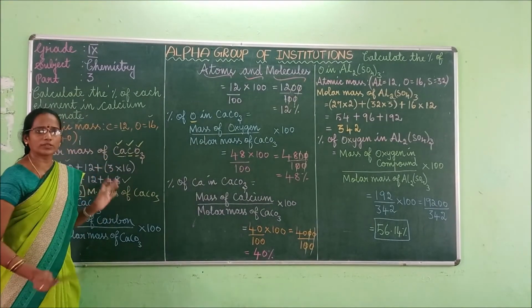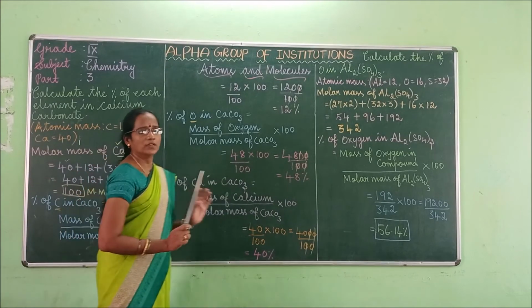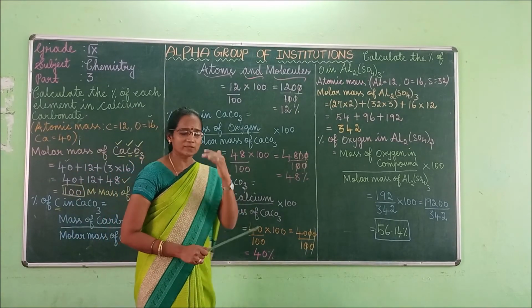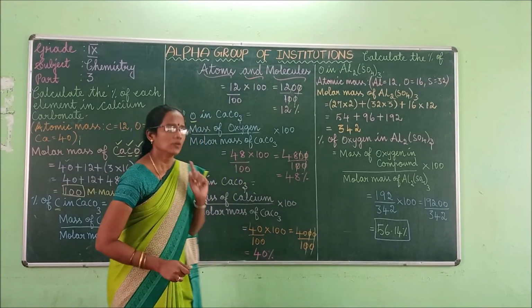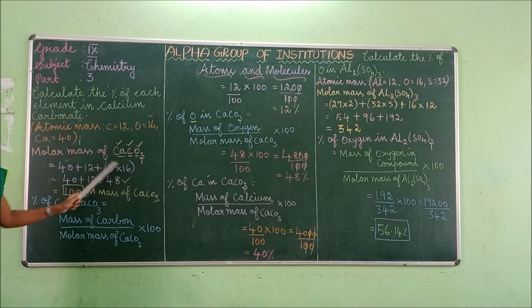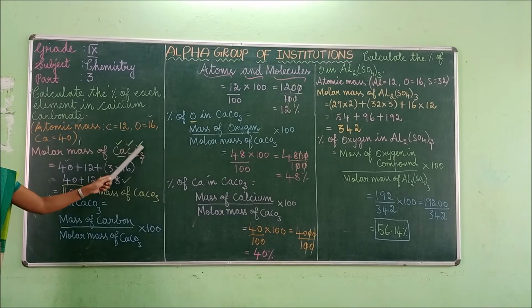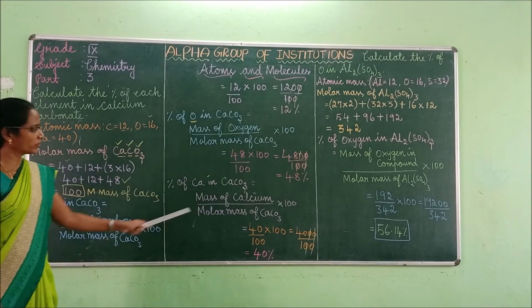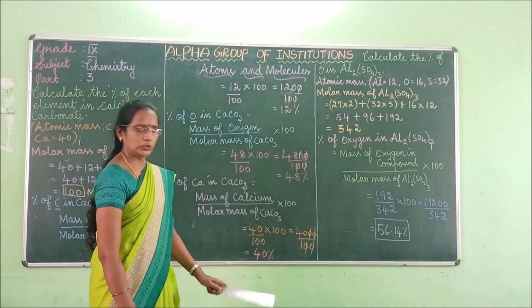Separately you have to find out the percentage. These are the steps you have to follow, in this manner only. Once again I tell you, atomic mass is already given in the question. First you have to find out the molar mass of the particular compound, calcium carbonate. Next, you have to separately find out the percentage for calcium, percentage for carbon as well as percentage for oxygen. Okay, in this manner you have to do.